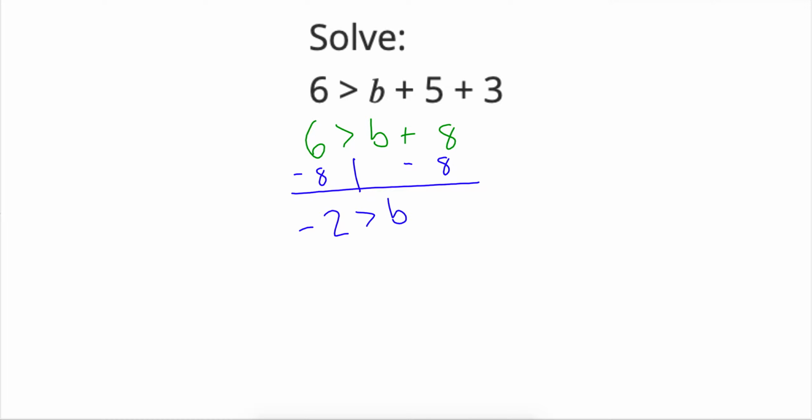Let's flip it around, put the variable on the other side. b is, let's make sure our inequality symbol stays the same direction as it is here. This says b is less than negative 2, so b is less than negative 2. And you're done. That's all it is.